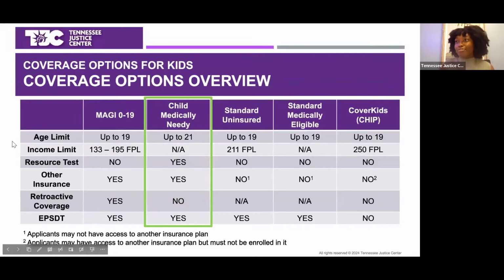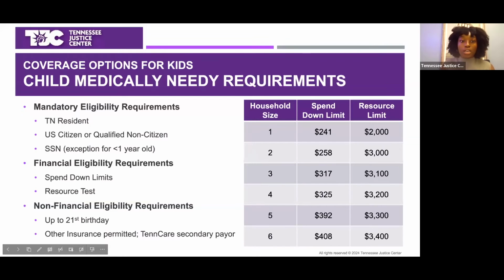All right, next we have child medically needy. You may hear this category referred to as child medically needy spend down. It's the same thing. This category is different from other categories though, in that it goes up to age 21, whereas the other categories are going to cut off once that child turns 19. So there are no straightforward poverty limits. Instead, this is going to be a good option for families who are over income for other eligibility categories, but have a lot of medical expenses.